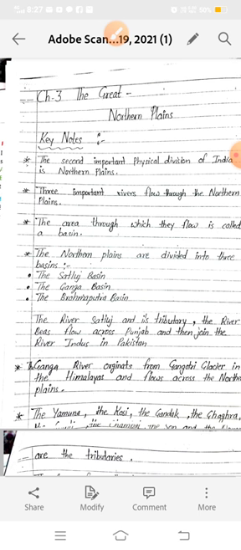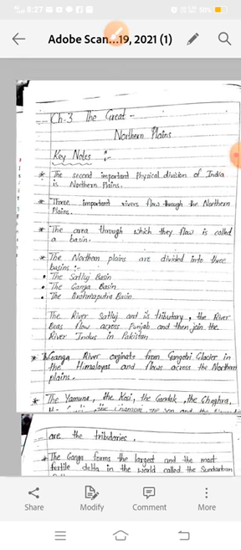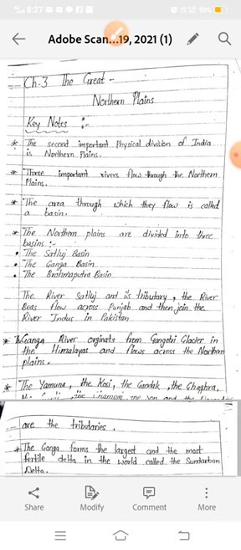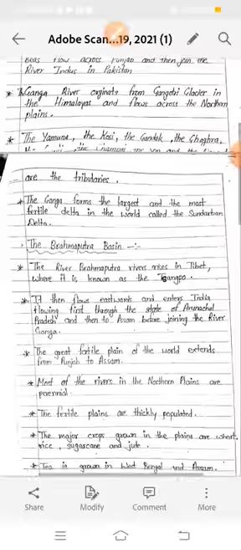Okay, so now we will read about the second important physical division of India, which is called the Great Northern Plains, which has the largest fertile delta region in the world, which is called Sundarban Delta. So we will do the revision of chapter 3 in this lecture, the Great Northern Plains. So what did you learn in this chapter? See, here are the key notes. We will read it later.